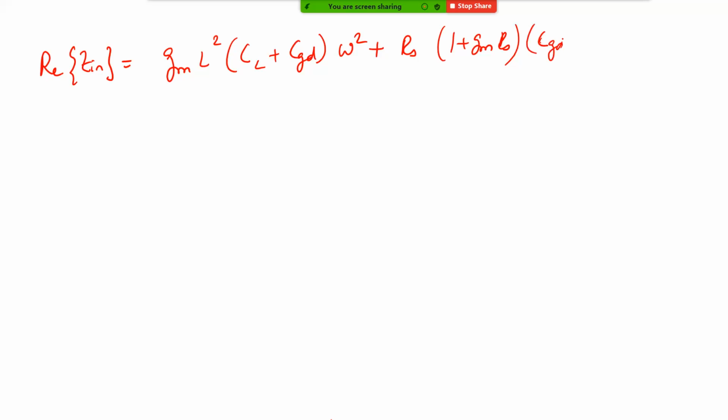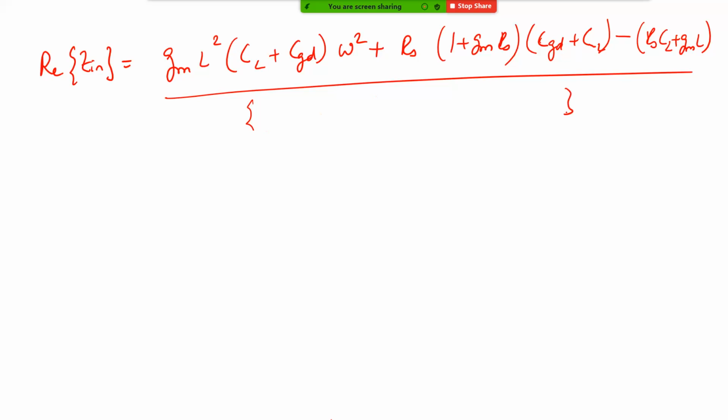The real part of Zin is going to look something like this: Gm times L squared, C_L plus C_GD, omega squared, plus Rs into 1 plus Gm Rs. Here they have taken it as a series resistance. They have not modeled it as a parallel resistance. You can do either way. Then C_GD plus C_L minus Rs C_L plus Gm L, divided by some big term.